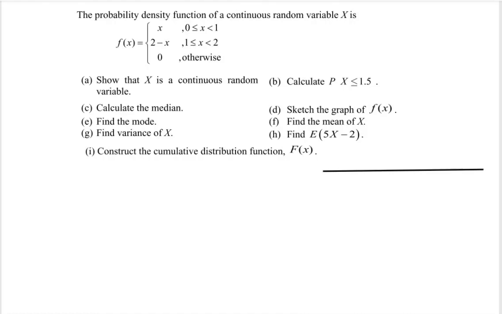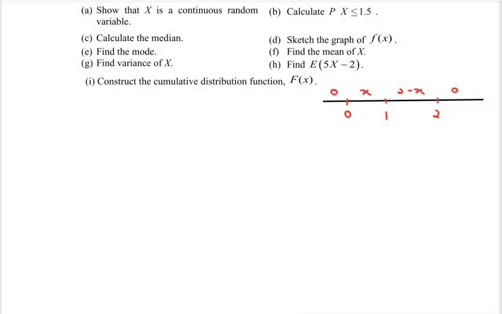So notice that we have the function starting from 0 until 1. So let's say here we have 0 and then here we have 1. So the function will be x. Next we have 1 until 2. So the function will be 2 minus x. Otherwise the function will be 0.